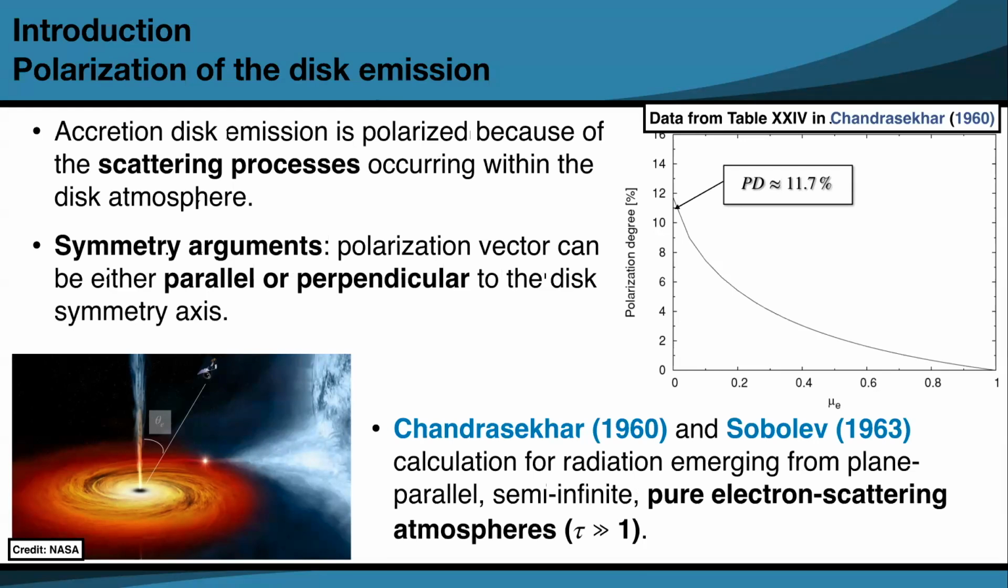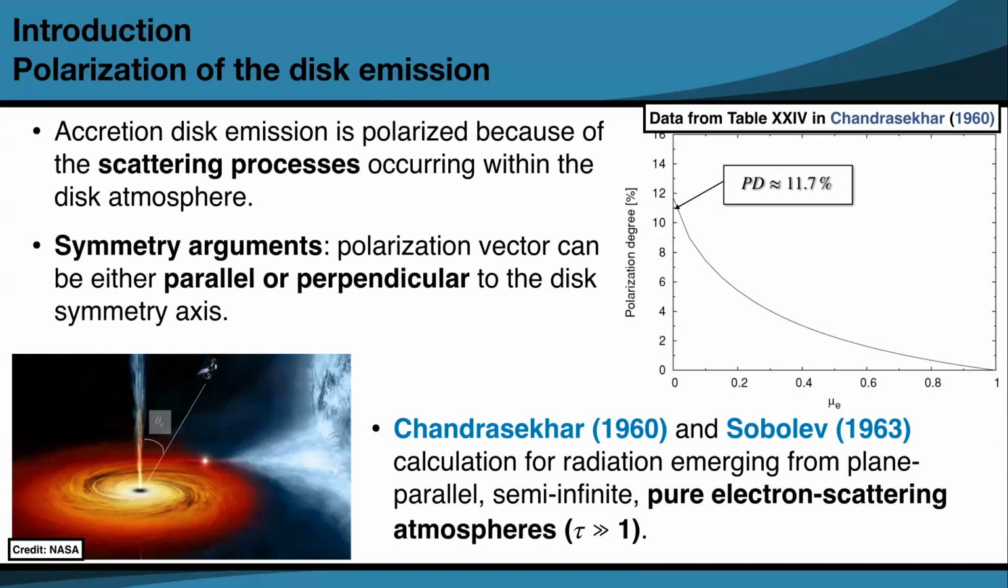The polarization degree of this emission is usually modeled in the literature using computations that were done independently, actually, by Chandrasekhar and Sobolev a few years apart. Those basically assume that the disk atmosphere... they computed the angular distribution and the polarization fraction for the radiation that emerges from a plane-parallel pure electron scattering atmosphere with infinite optical depth.